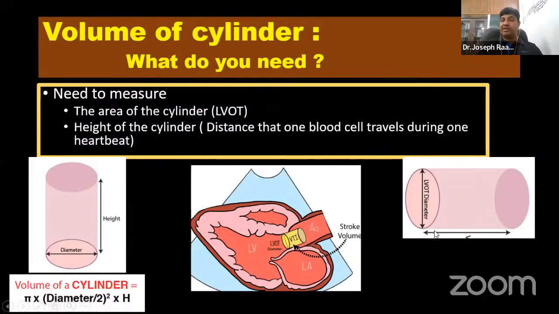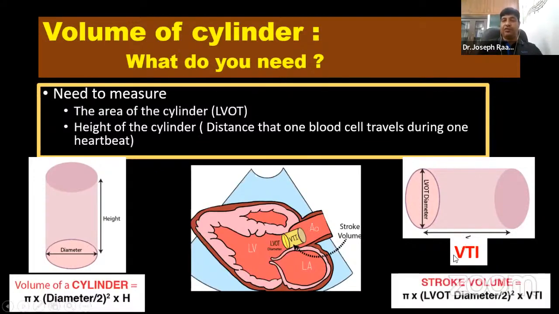So this is nothing but the distance the RBCs have to travel over a period of time. If you can calculate this velocity over the time and also the cross section, that's your diameter, then you will be able to calculate the stroke volume. This is the concept. Velocity over time is known as the velocity time interval. This is the one measurement which we need to do.